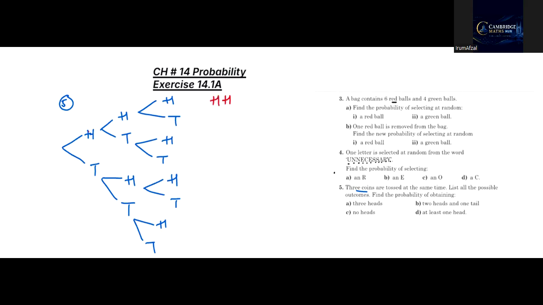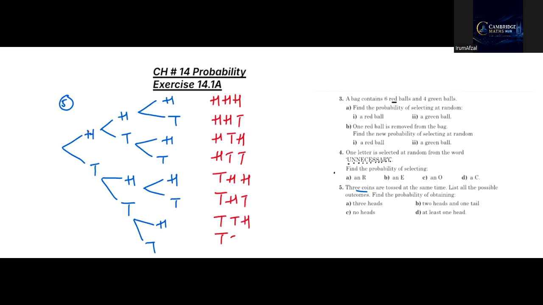Next is head, head, tail, head, head, tail. Next we have head, tail, head, head, tail, head. Next we have head, tail, tail, head, tail, tail. Then we have tail, head, head, tail, head, head, tail, head, tail, tail, head, tail. Okay. Next we have tail, tail, head, and last we have tail, tail, tail.